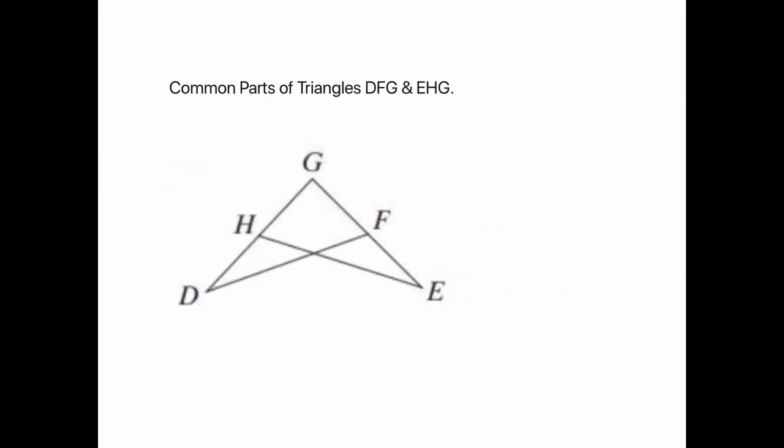This first one wants us to identify the common parts of triangles DFG and EHG. So the easiest thing to do is to turn them into two different colors. So I've done that here in red and green. DFG is in red and EHG is in blue. When it comes to angles, you can see that they both share a common angle here with angle G. Also, you will see that angle G is in the same position for both of the triangles.